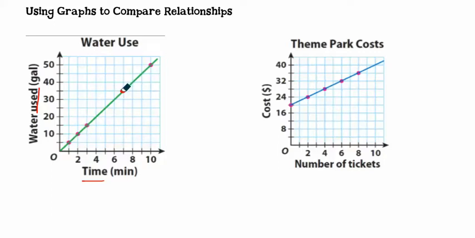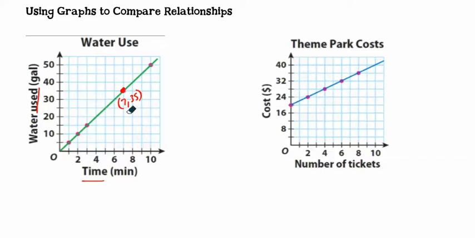So if I were going to tell me the coordinates of this point, I would look over, I'd go over 7 up to 35. So the coordinates of this one are 7, 35. Okay. So that tells us information. That means in 7 minutes, they use 35 gallons.